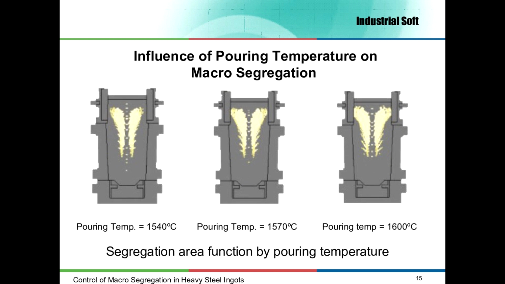To analyze the influence of pouring temperature on segregation, I made simulations for 1540, 1570 and 1600 Celsius degrees. As we can see, the segregation area size is lower if the pouring temperature is low. So, to minimize the segregation, a low pouring temperature is recommended.